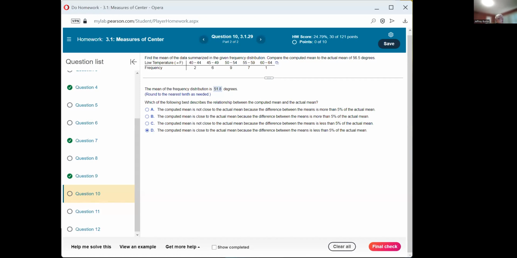Okay, so it gives the actual mean as being 56.5 degrees, and then it says the mean of the frequency distribution is 51.8. If you want to say that the computed mean, like the weighted mean, is close, it's got to be within 5%. So how do we calculate 5%? Let me show this with a new share.